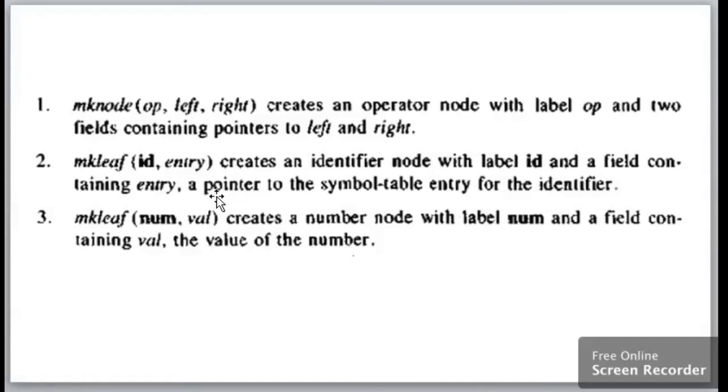The third one is again mkleaf, for a num, that is a number: num, val. It creates a number node with the label num and a field containing val, the value of that number. So basically we are going to use three functions: mknode, and mkleaf, one for id and a second for num.